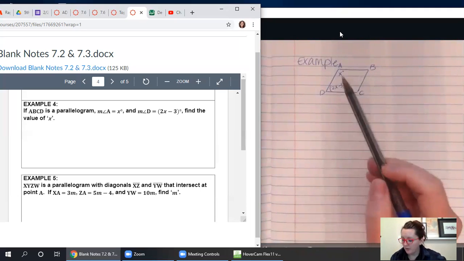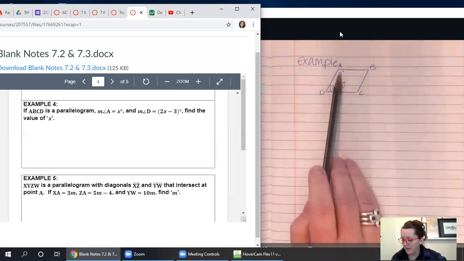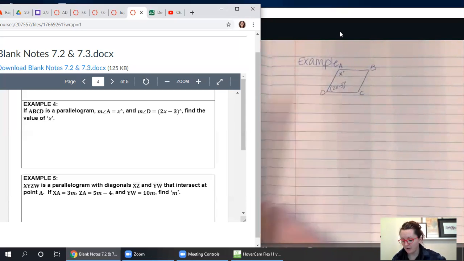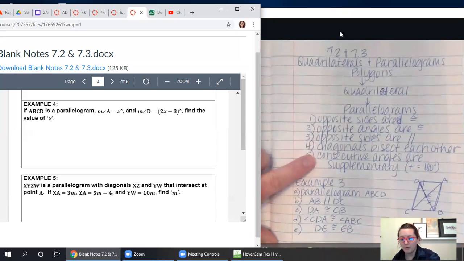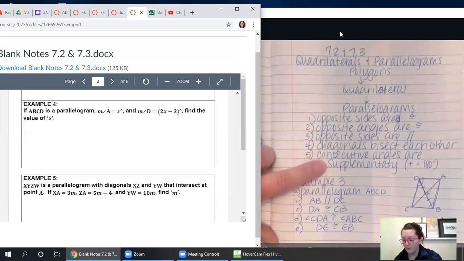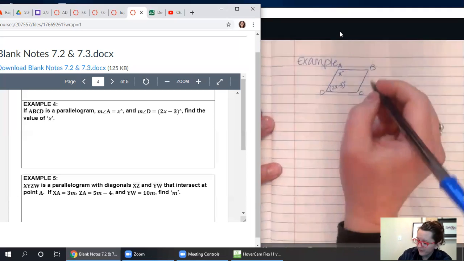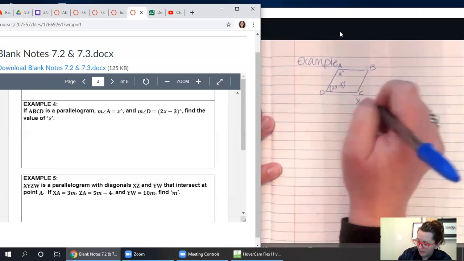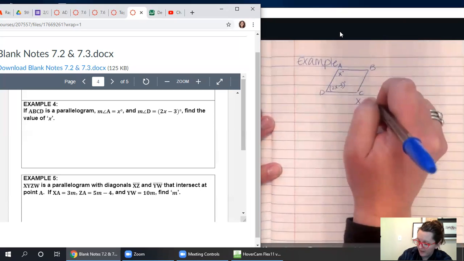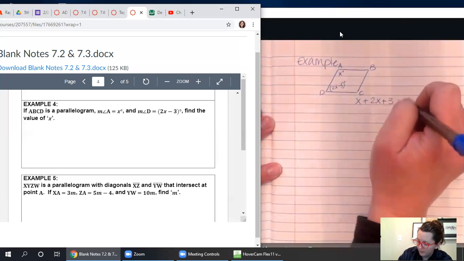Well, what do we know about, remember these are consecutive, meaning one right after the other. A and C would be opposite. A and D are actually consecutive. So what do we know about our consecutive angles? They're supplementary. They equal 180 because of the parallel lines cut by a transversal. So I know that my angles are supplementary, meaning I can add them together, right? x plus 2x minus 3 equals 180.